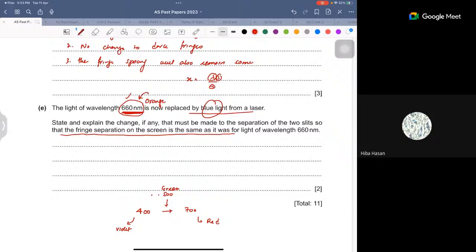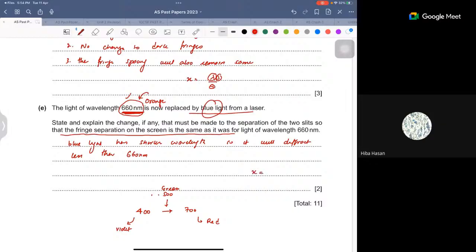Now, what difference does it make? We need to understand that blue light has a shorter wavelength, so it will diffract less than orange, 660 nanometers. Now that is the problem, and we need to fix it. We need to make sure they have the same look on the screen, so we want the spacing to be the same.